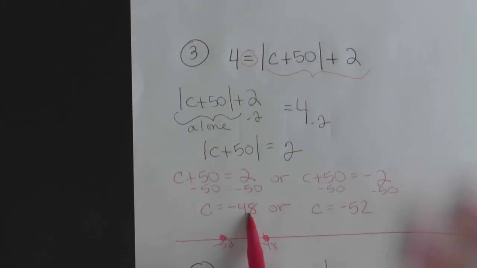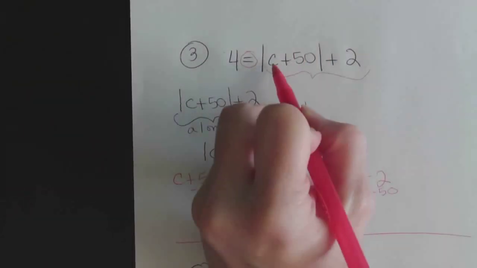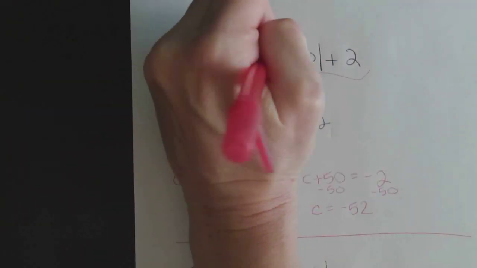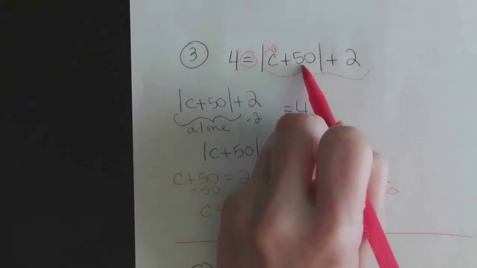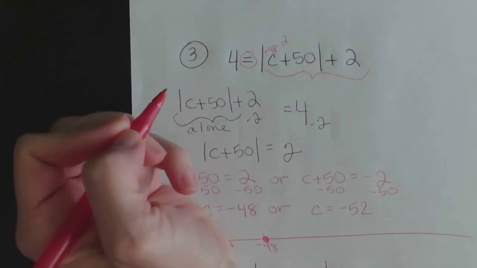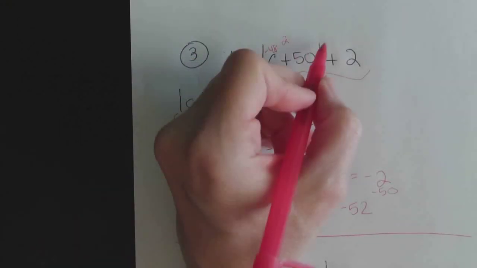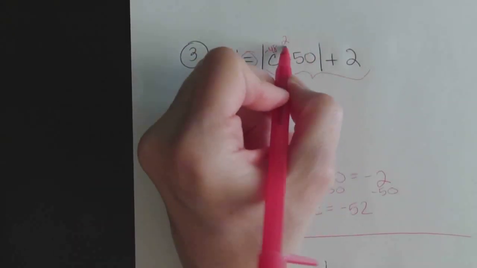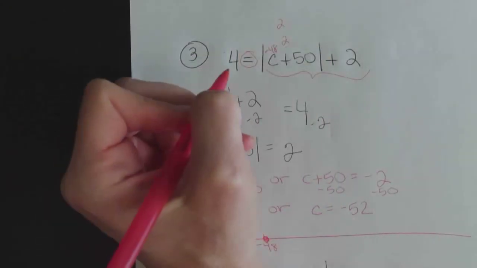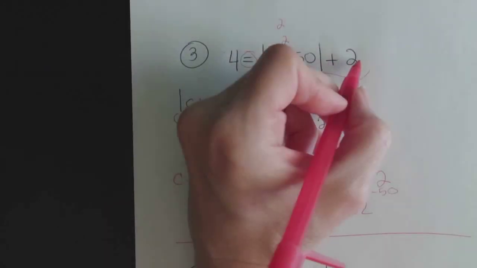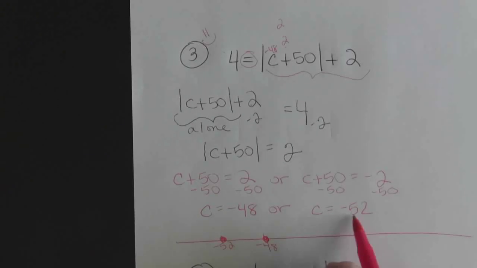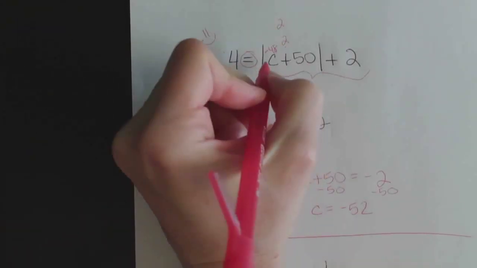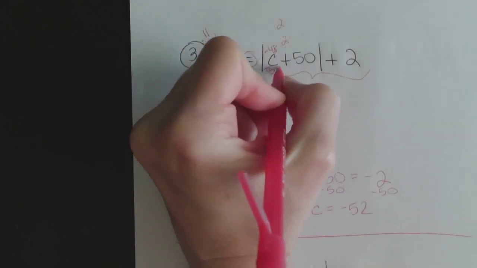Again, if you want to check it, go all the way back to the original. So let's pop -48 in there. You ready? So -48. Imagine I put that in there granny style. -48 plus 50, that's 2. The absolute value of 2 is 2. And 2 plus 2 makes 4.